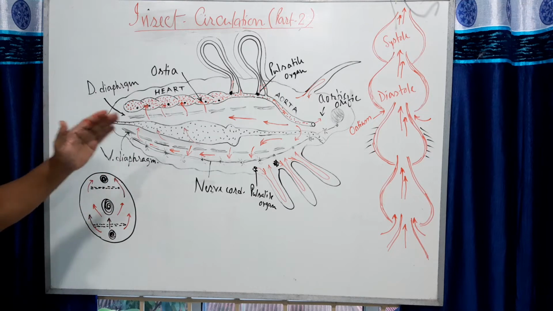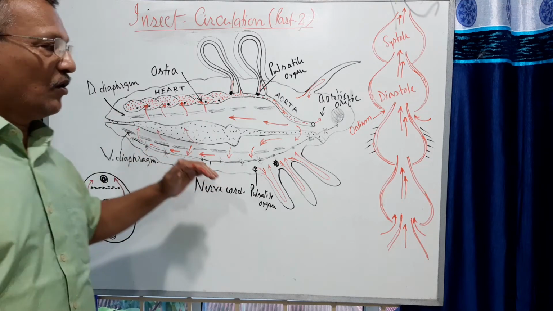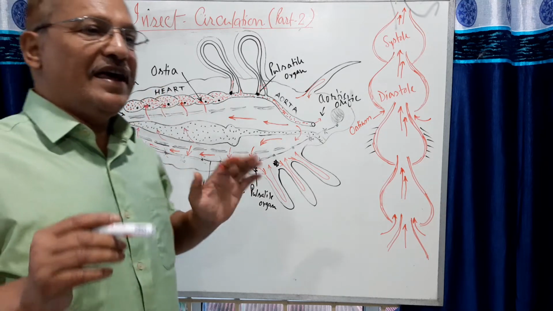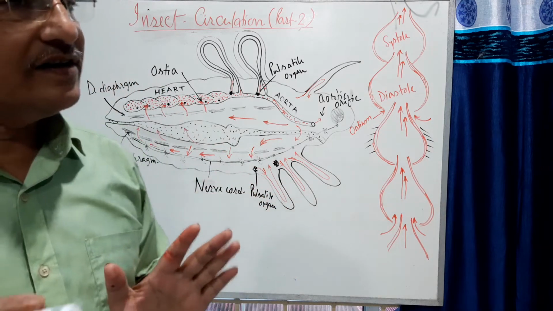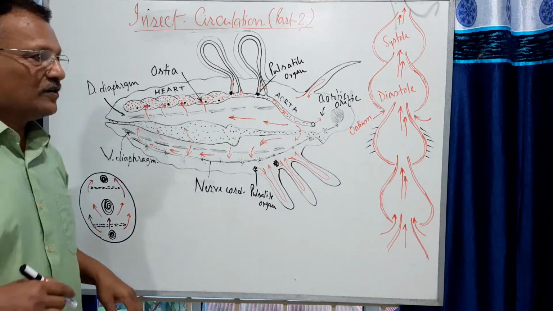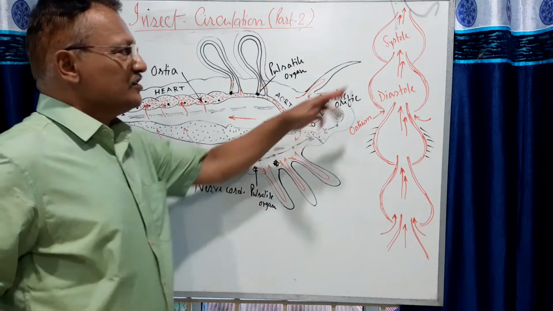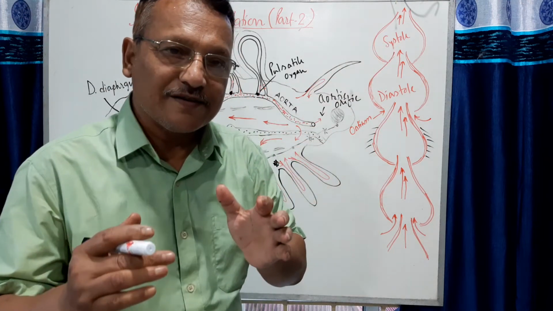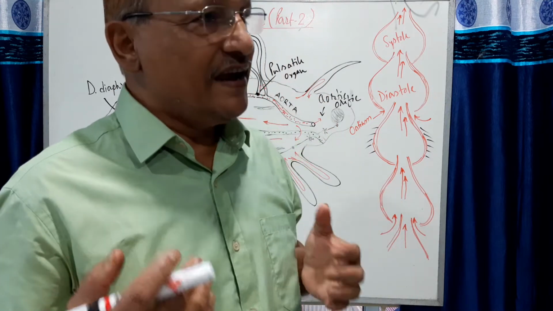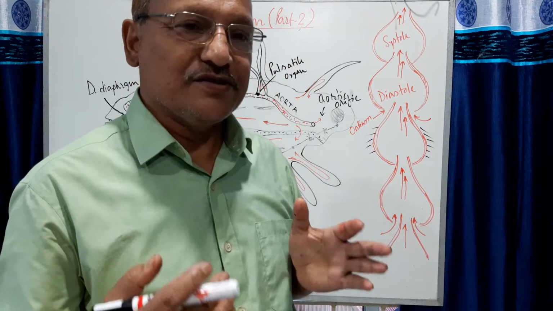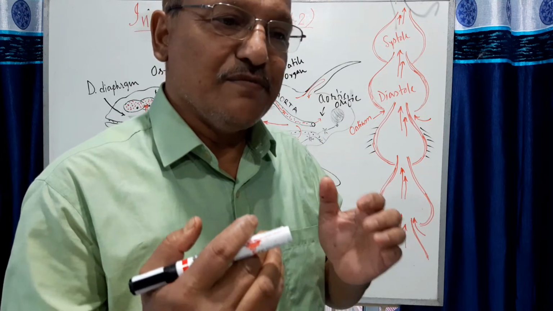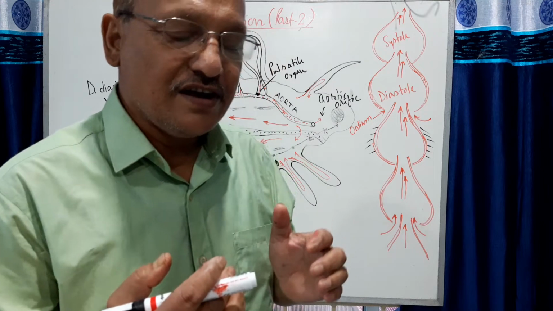So this contraction and relaxation of the heart is mainly concerned with the heart muscle. Already I have discussed that systole is brought about by the tetanic contraction of the heart muscles, and the diastole is mainly concerned with the accessory muscles which are attached to the heart.